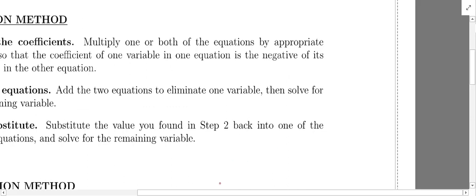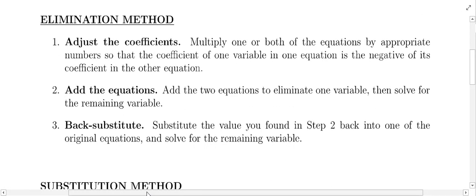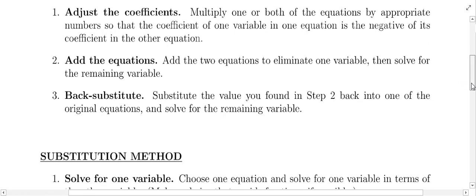Really quickly, we've been doing the elimination method, but I want to mention the other methods that you can use to solve a system of linear equations. We've discussed the elimination method where you adjust the coefficients. Coefficients means numbers in front of the variables. You adjust the coefficients either in one or both equations, then you add them, and then you plug the specific value of the variable you found into one of the equations to get the other variable.